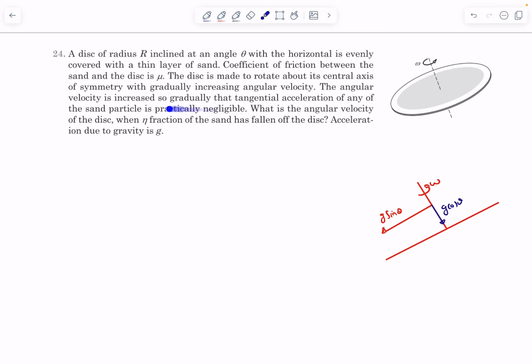What is the angular velocity of the disk when eta fraction of the sand has fallen off the disk? So we'll slowly start increasing the omega, and we know that some of the sand particles will start flying away. Finally, when eta fraction of the sand has fallen off the disk, we have to figure out at that instant what the angular velocity is.